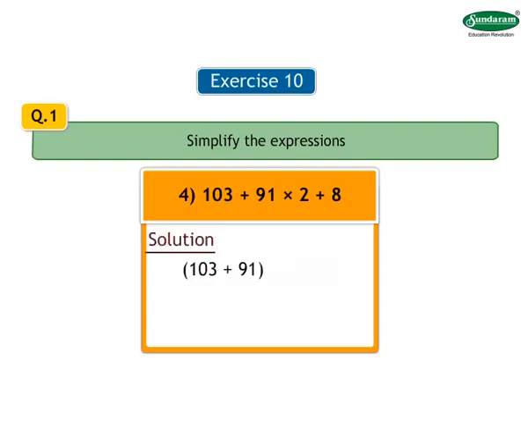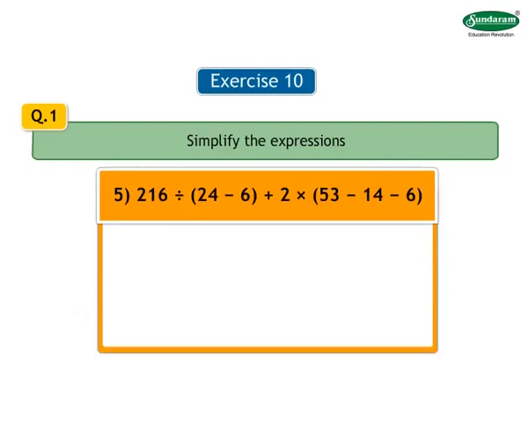Solution. Let's insert the brackets as shown. First, we will do addition and then multiplication. That equals 194 into 10, which equals 1940. Number 5. 216 divided by (24 minus 6) plus 2 into (53 minus 14 minus 6).